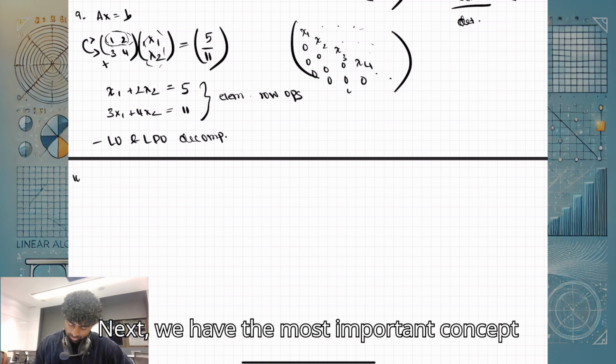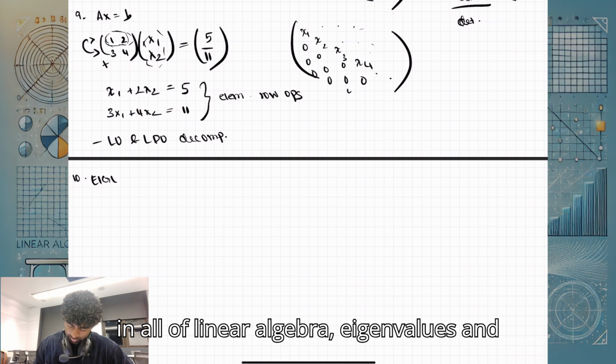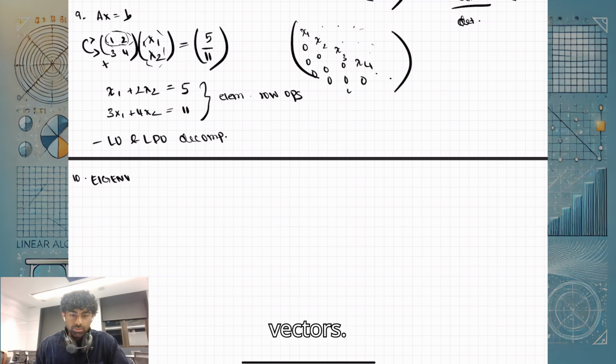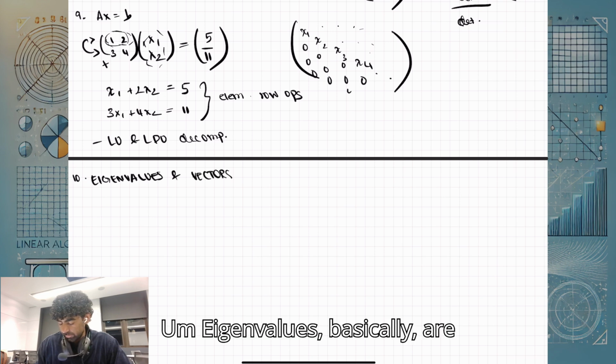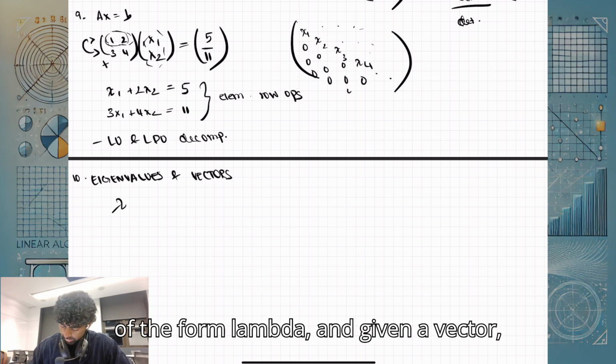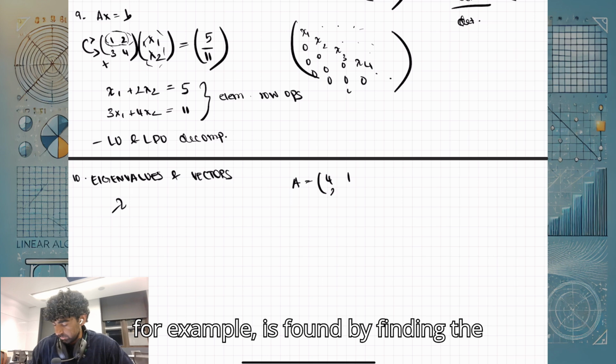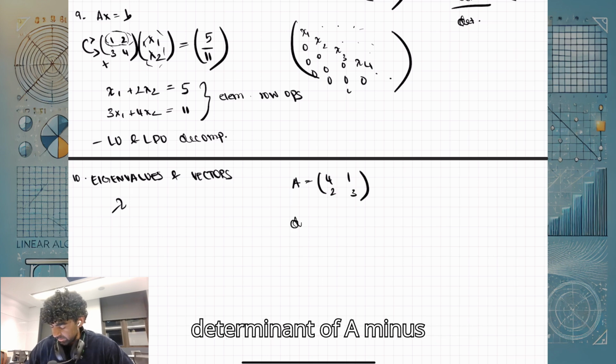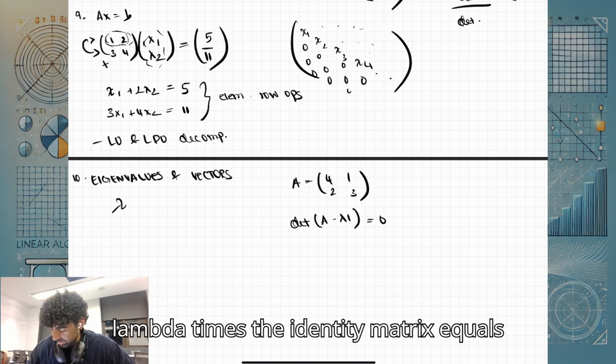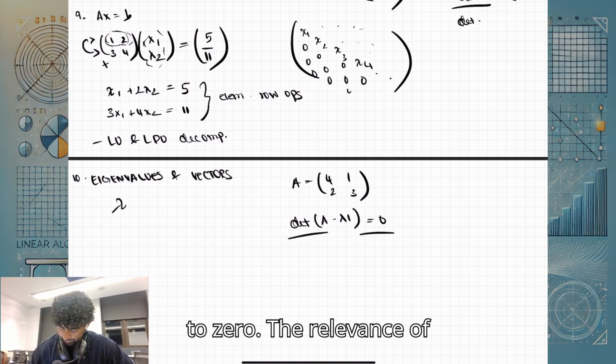Next, we have the most important concept in all of linear algebra, eigenvalues and vectors. Eigenvalues basically are of the form lambda and given a vector, for example, is found by finding the determinant of A minus lambda times the identity matrix equals to 0.